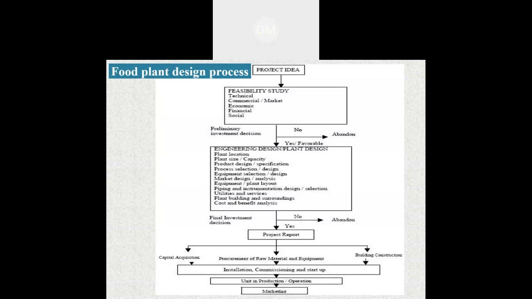Then financial requirement means your own finance or from the bank or any other financial supporter. And then social condition. So first we thoroughly discuss these points: facility studies, technical study, market study, economical, financial and social. So if all these points are positive, that decides the engineering design and plant design. If not possible, then stop the project idea and change the product.